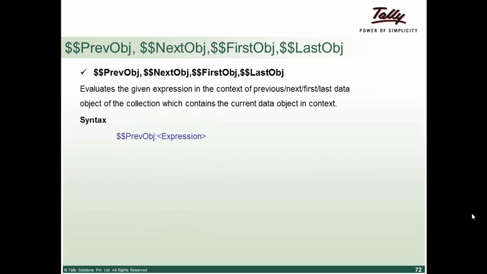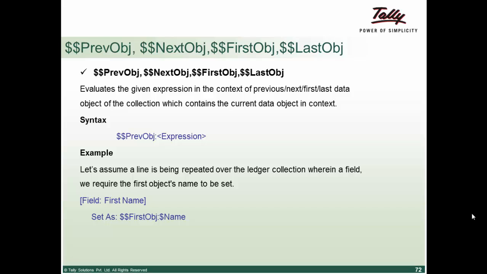Then we have prev object, next object, first object, and last object. Basically these are evaluated in the context of the previous, next, first, and last data object of the collection, based on what is provided in the collection, which contains the current data object in the context.